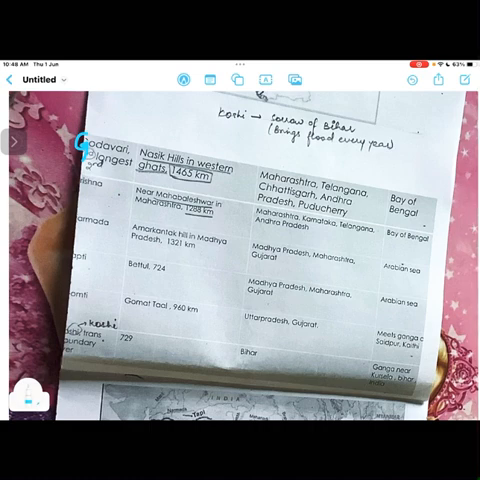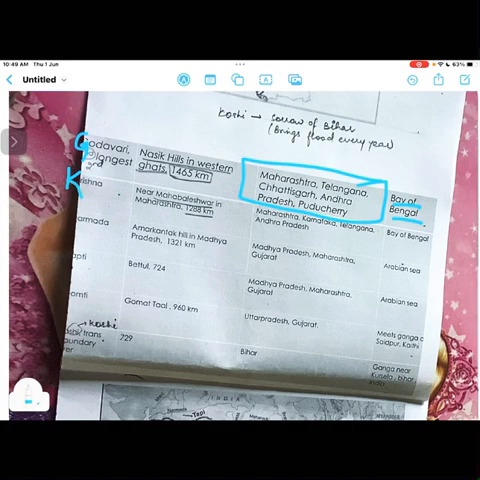So here is your Godavari River, which originates from your Nasik hills in Western Ghats, and it is of 1465 kilometers, and the states that it crosses are your Maharashtra, Telangana, Chhattisgarh, Andhra Pradesh and your Puducherry, and ending up in Bay of Bengal. Then comes in your Krishna River.